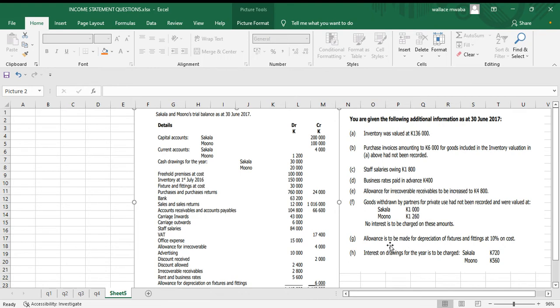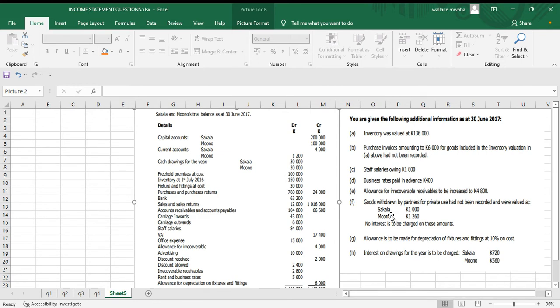Allowance is to be made for depreciation of fixtures and fittings at 10% on cost. So we'll get 10% of the cost for fixtures and fittings, which is 30,000 here. And interest on drawings for the year is to be charged: Sakala 720 and Mono 560.